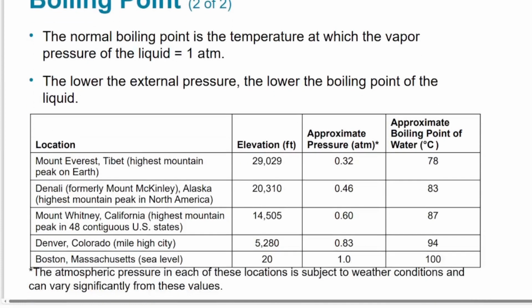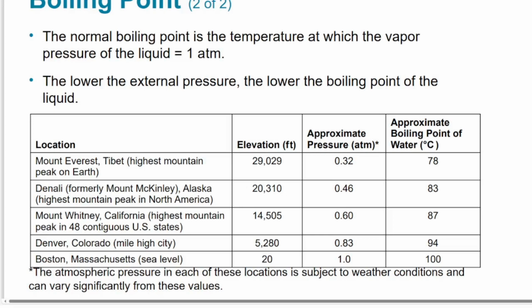The boiling point can vary according to the external pressure, which is the atmospheric pressure. So the approximate pressure at higher elevations is lower than at sea level. At sea level, the normal atmospheric pressure is 1 atmosphere. In Denver, Colorado, it's 0.83, and we see the boiling point change from 100 at 1 atmosphere to 94 at 0.83. At a higher elevation, we have a pressure of 0.6 atmospheres and a boiling point of 87 degrees C.